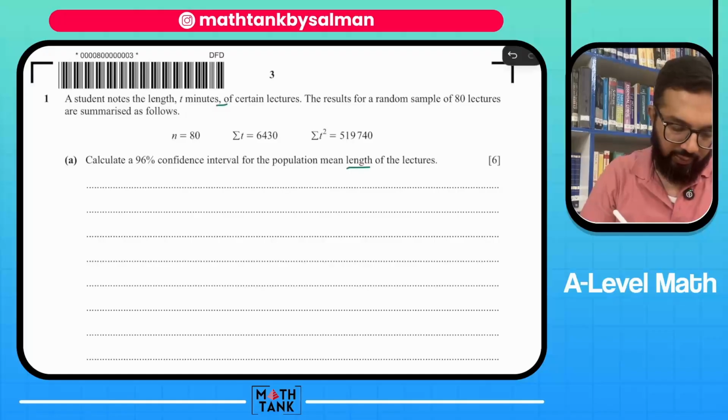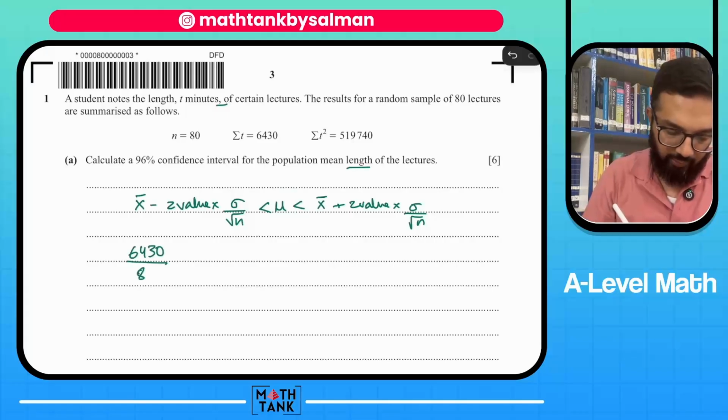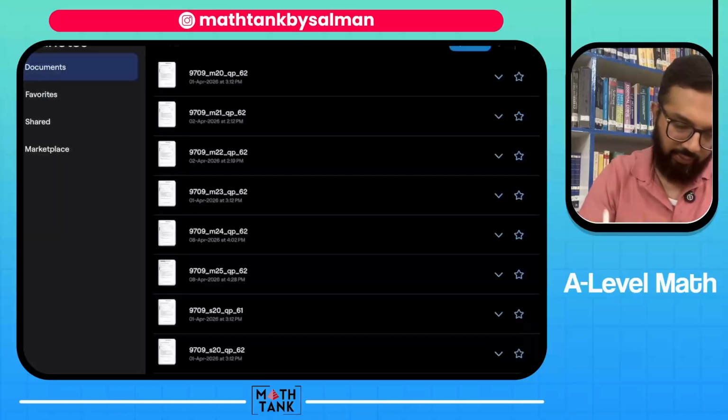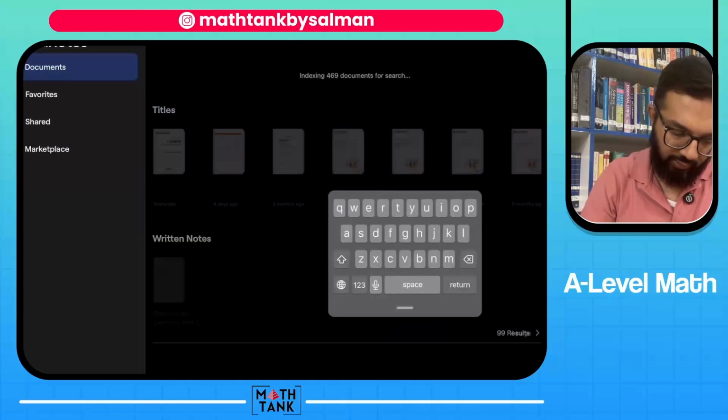First I will write down my formula: x bar minus z value into sigma over root n, x bar plus z value into sigma over root n. What's x bar? X bar is 6430 divided by 80. I don't know the z value for now, so let's find out. Where is my formula sheet? I think my formula sheet is missing from here. Let's quickly search up the formula sheet.